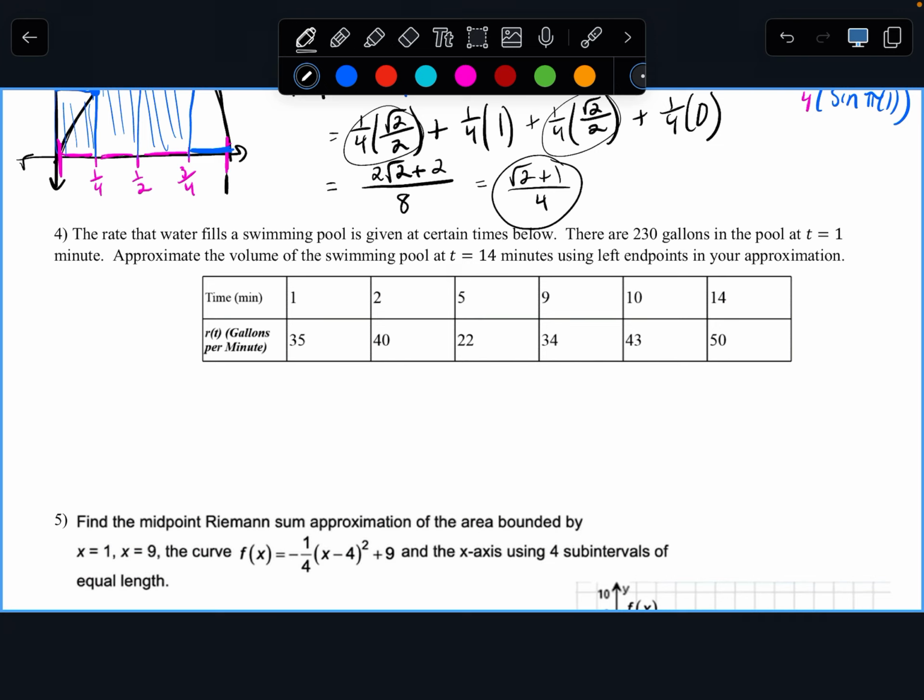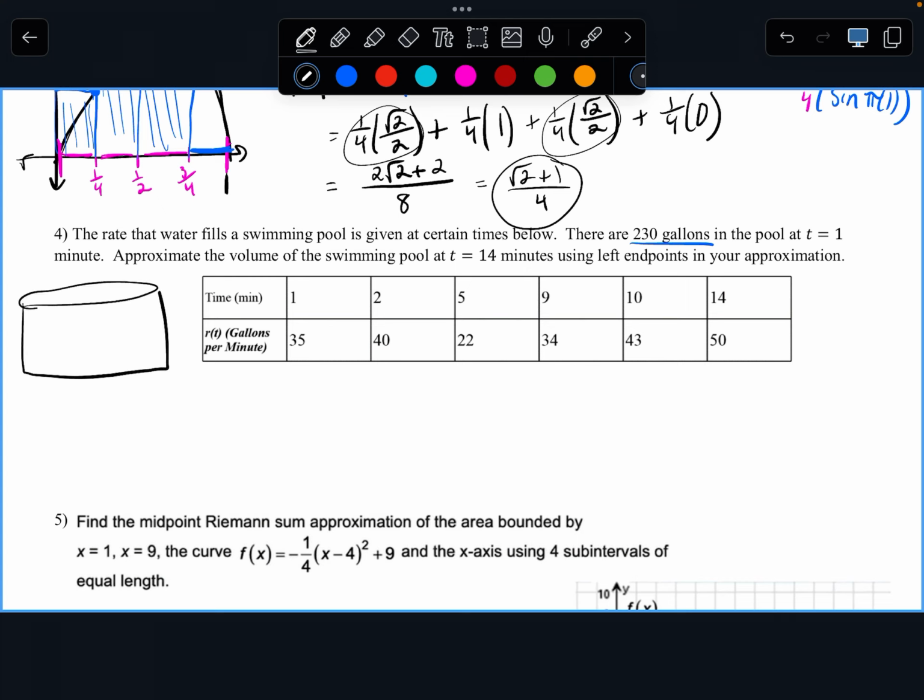They're usually table people. They do the table and they say approximate the volume of the swimming pool, 14 minutes, using left endpoints for your approximation. So what I say is you can plot those quick to get the vibe of what's going on with the rectangles. But here, wait, I have to read this question. So rate of water filling the pool at a given time. So we have rate. There are 230 gallons in the pool at 1 minute.